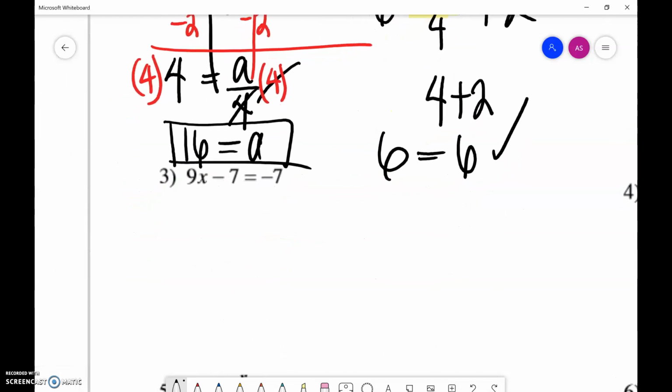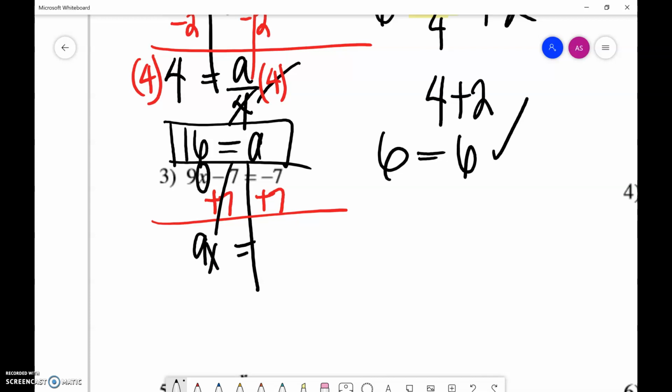All right, number 3. So let's go ahead and split our problem if you need that. We want to remove this -7 first. Remember, those are the same thing. So I'm going to add 7 because that's the opposite. And what I do to one side, we will do to the other side. So now -7 plus 7 will cancel out. And I'm going to have left 9x equals 0.